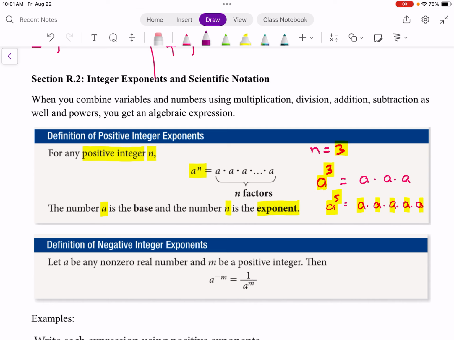So if we have x to the power 9, what is the base in this expression? What is the base? x is the base, and what is the exponent? 9 is the exponent. Okay.